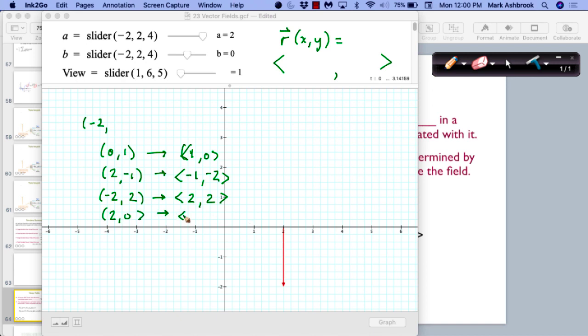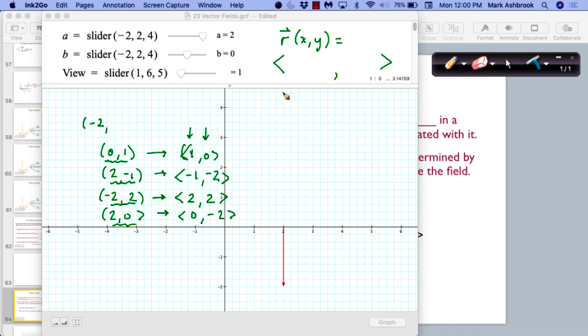And then 2, 0 gives 0, negative 2. Okay, so now we look at the pattern, right? 0, 1 gives 1, 0. 2, negative 1 gives negative 1, negative 2. Negative 2, 2 gives 2, 2. And 2, 0 gives 0, negative 2. So how are we getting the components of the vectors from the x and y coordinates?